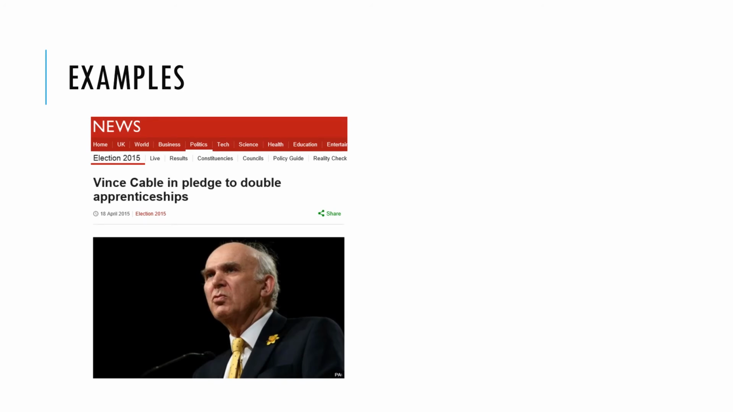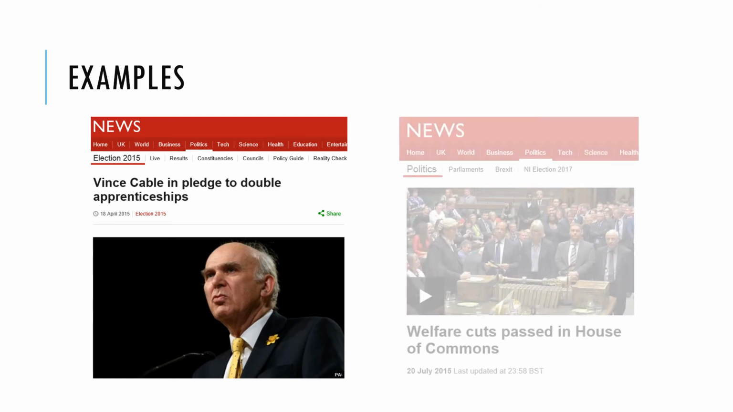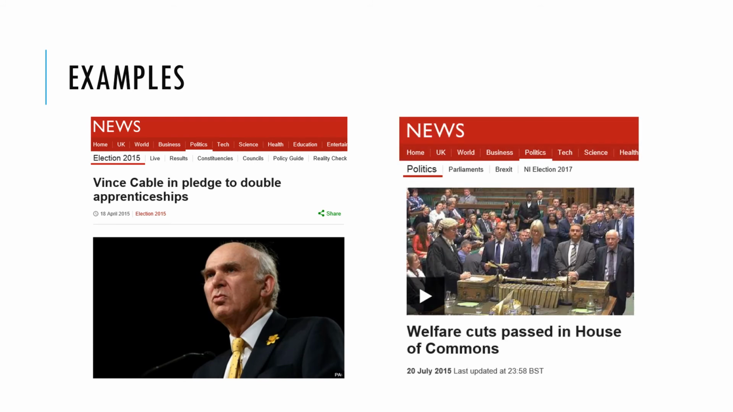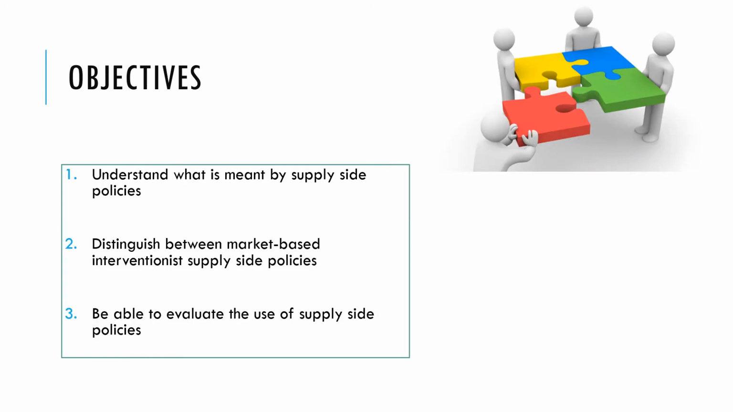Over recent years, governments have made pledges to increase the number of apprenticeships and vocational training, providing businesses with a potentially more skilled workforce, which would be a supply-side policy. Also, cutting welfare may encourage people to re-enter the workforce and seek employment, which should be beneficial in terms of increasing the supply of labour, the amount of labour, and also reducing wage rates, which could both help the economy to produce more. So we looked at some market-based and interventionist supply-side policies and some examples.